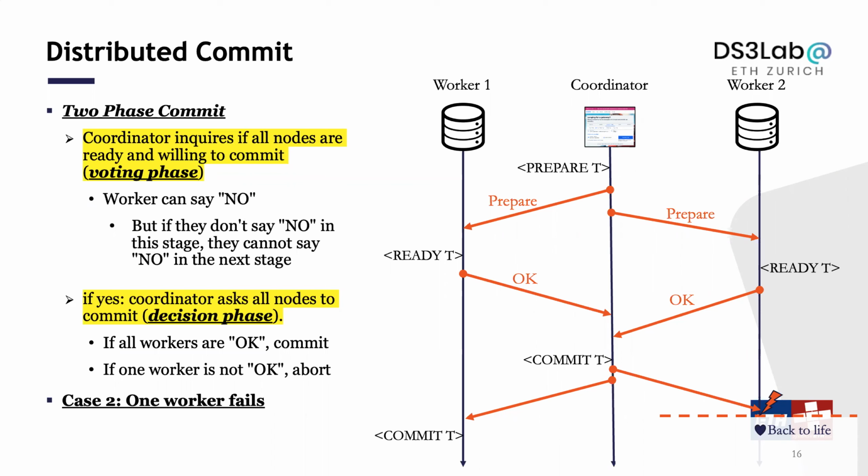Perfect. Also, when a worker is down for two days, I think IT is going to get a lot of calls and they are going to realize that. But whenever you do checkpointing, you also have a distributed problem. Okay, cool. Any other questions?